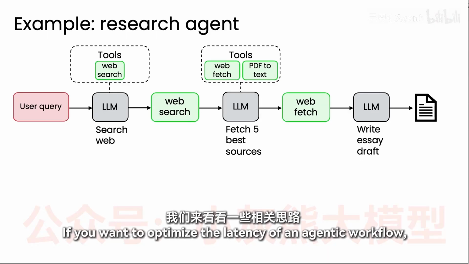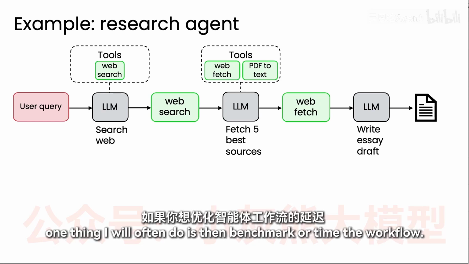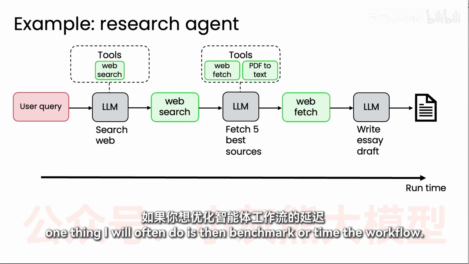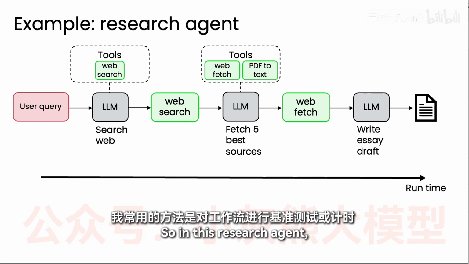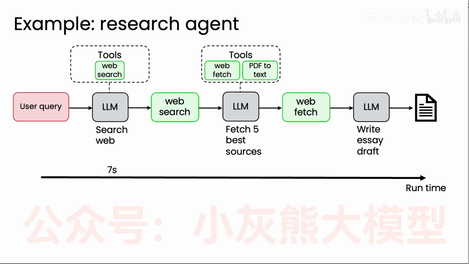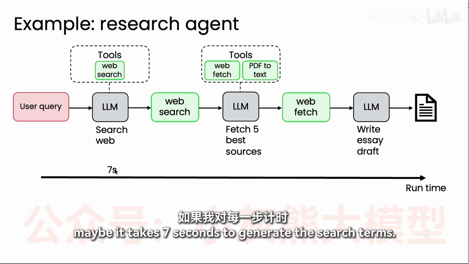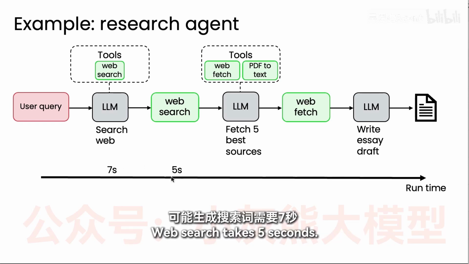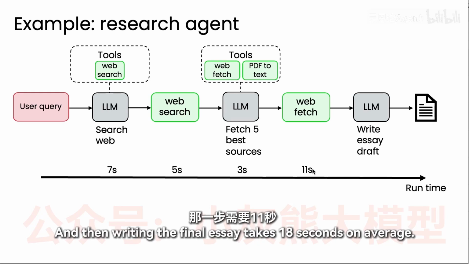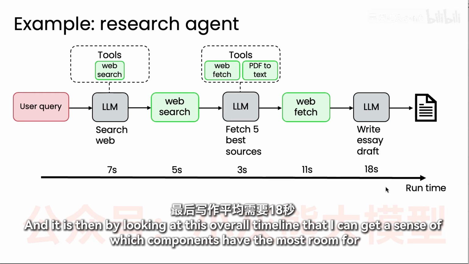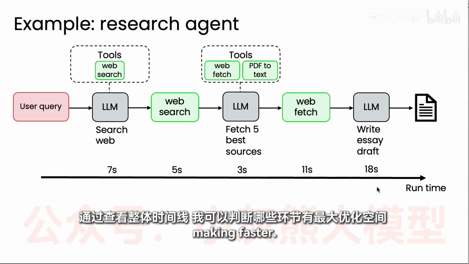If you want to optimize the latency of an agentic workflow, one thing I will often do is benchmark or time the workflow. So in this research agent, it takes a number of steps. And if I were to time each of the steps, maybe it takes 7 seconds to generate the search terms. Web search takes 5 seconds. This takes 3 seconds. This takes 11 seconds. And then writing the final essay takes 18 seconds on average. And it is by looking at this overall timeline that I can get a sense of which components have the most room for making faster.